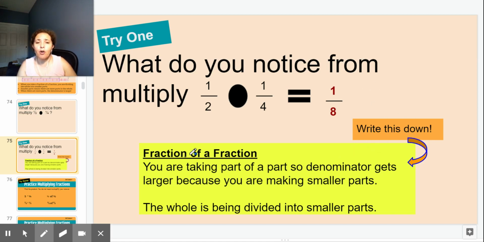So when you're taking a fraction of a fraction, you're taking part of a part, so the denominator gets larger because you're making smaller parts. The whole is being divided into smaller parts because you're taking a part of a part. So stop the video and write this down, please, and then come back to me.